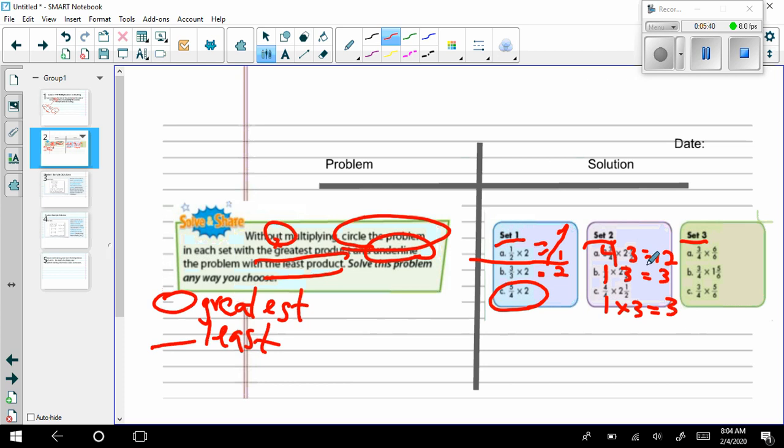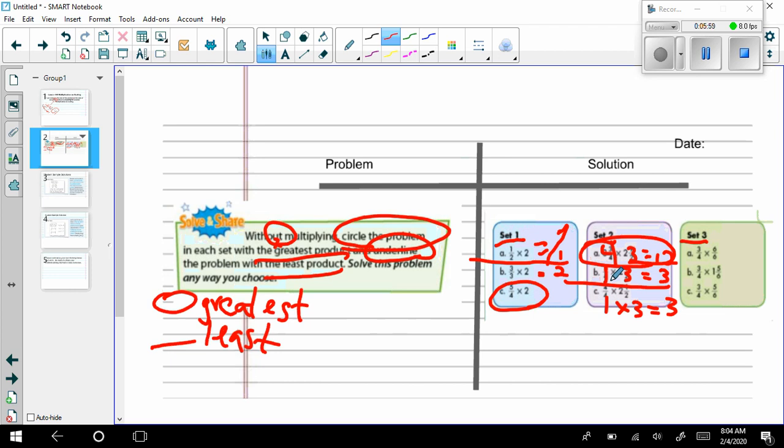Now, clearly the greatest one will be A. And then when we look back through on what would be the least one, well, it would be 3/4 times 2.5, because 3/4 is less than 1 whole. Oh, lots of fun here.